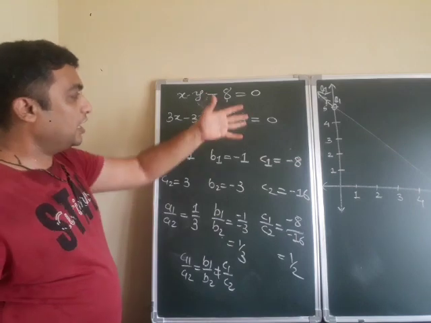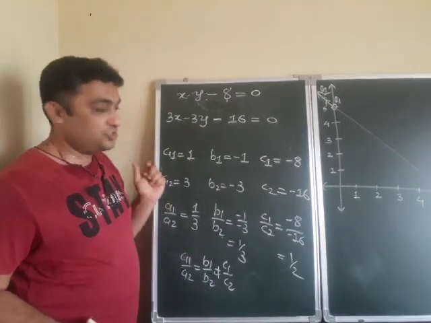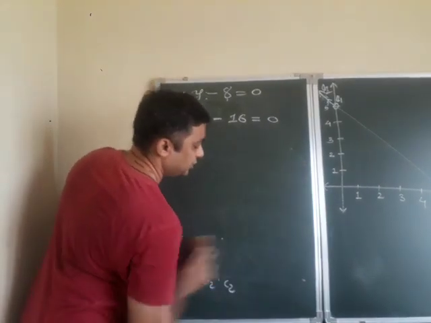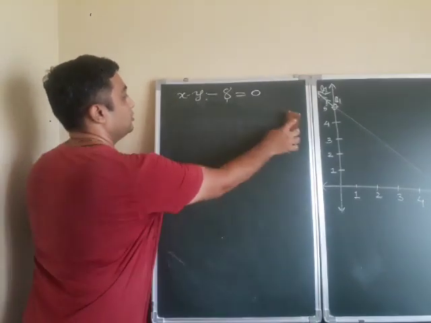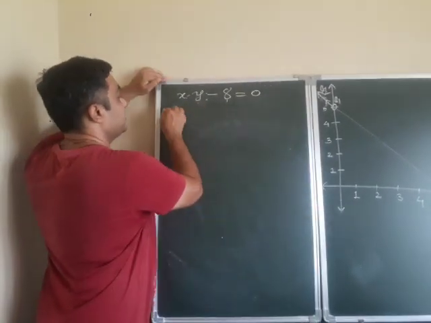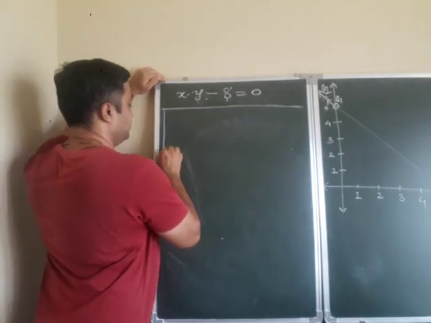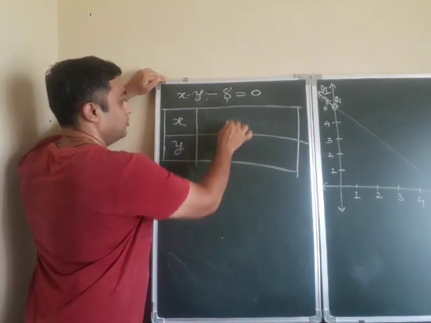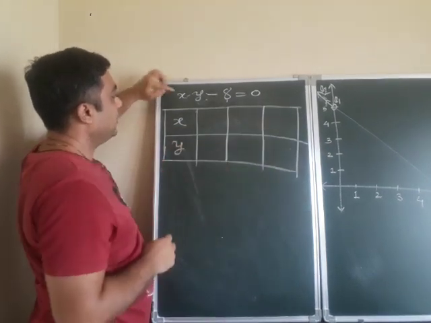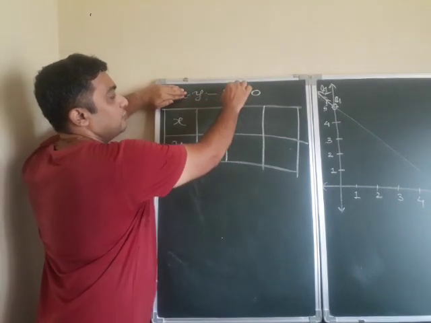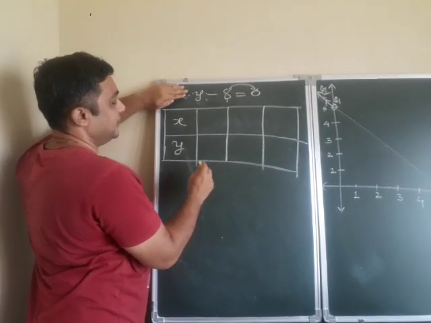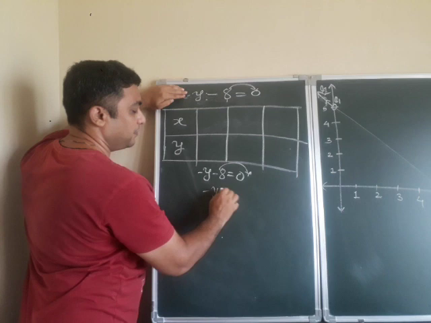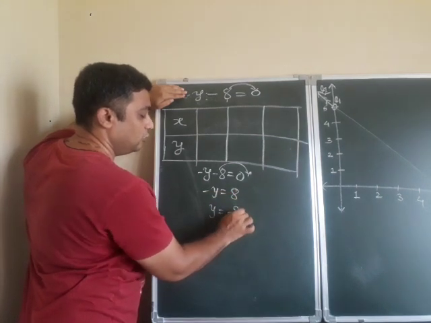So, are you ready? See how we can try to plot it graphically. I am just going to remove this. Fine. Now we see the graphical. The first equation is x minus y minus 8 is equal to 0. So we need two points, one for x and one for y. Chalo, x is 0. So minus y minus 8 is equal to 0. Now minus 8 on this side, so minus y is equal to 8. So y is equal to minus 8.